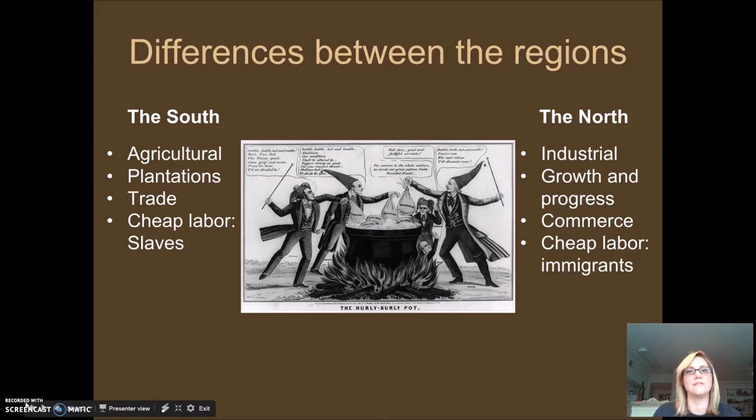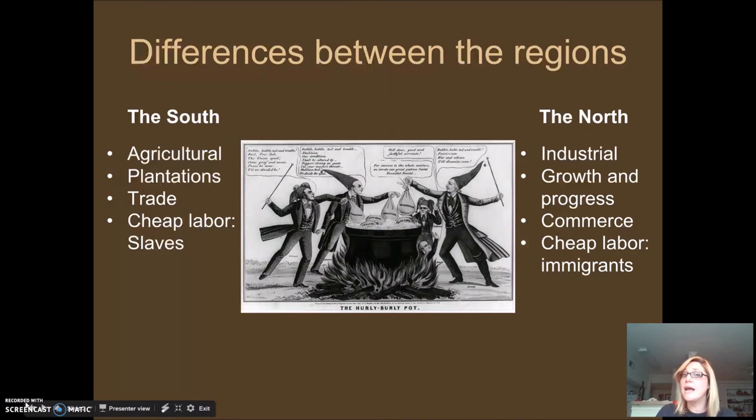Okay, so before we go any further, you have to look at the distinct differences between the regions. You've got the South, and they are agricultural. They are built around a plantation system. They are dependent upon trade, especially with foreign markets, and their chief form of labor is slaves. The North, they're growing, they are progressing, they are becoming more and more industrialized. That doesn't mean that they don't have rural areas. It doesn't mean that they don't have agricultural areas, but they have a far more diversified economy than the South does. At this point, there is no middle. It's just North and South.